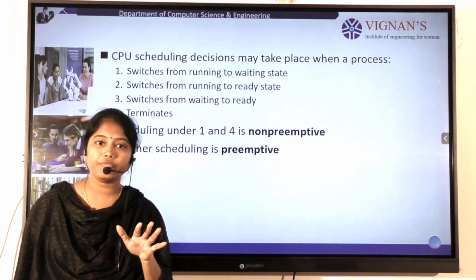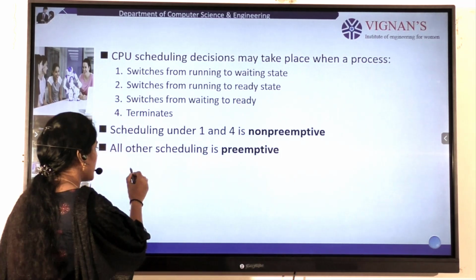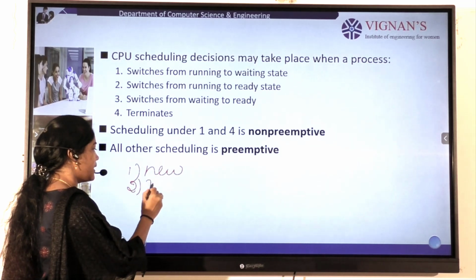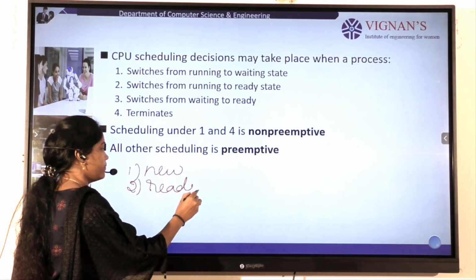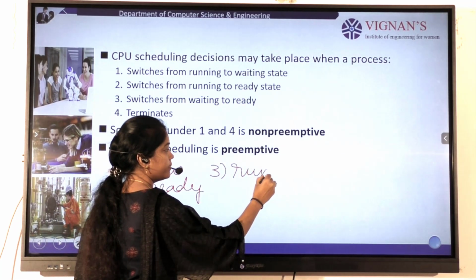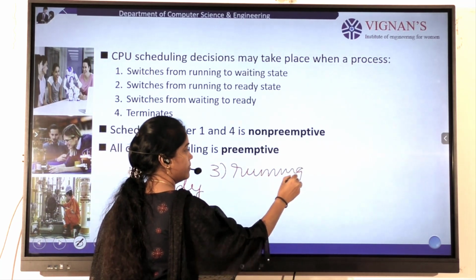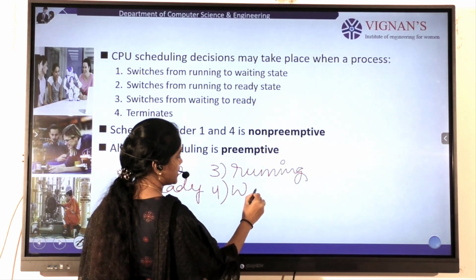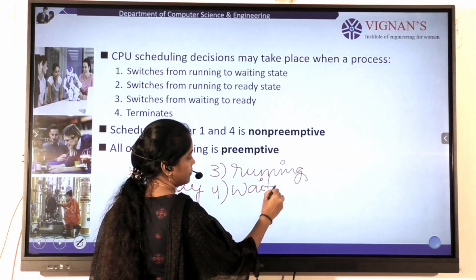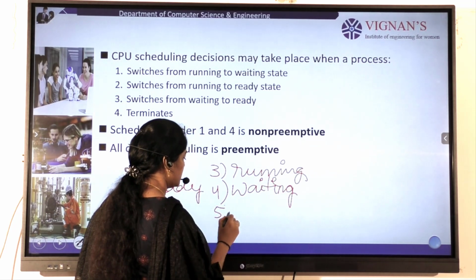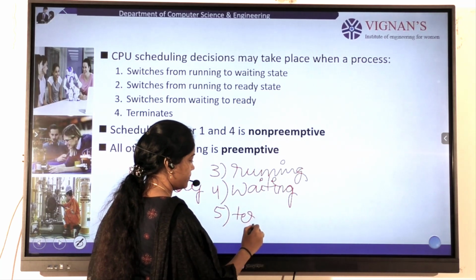Actually, there are 5 states in a process. First one is new state. Second one is ready state. Third one, running state. Fourth one, waiting state. Fifth one, termination.